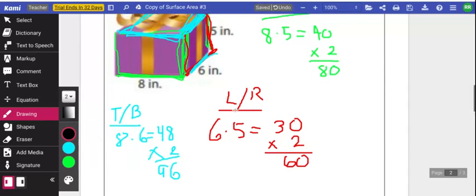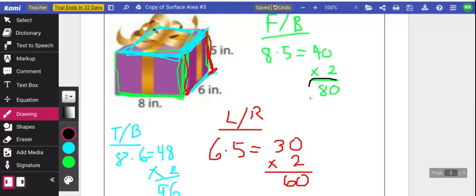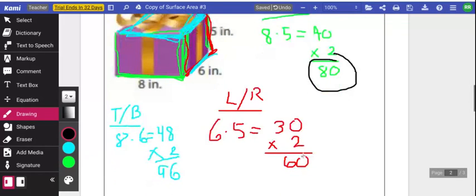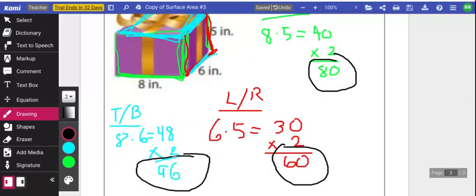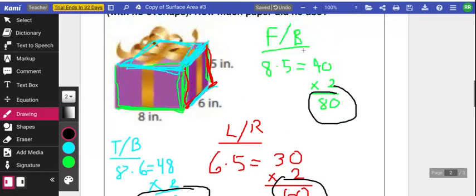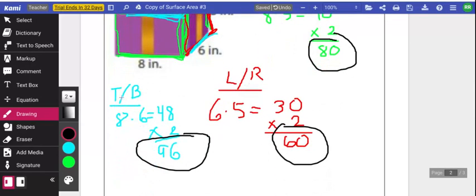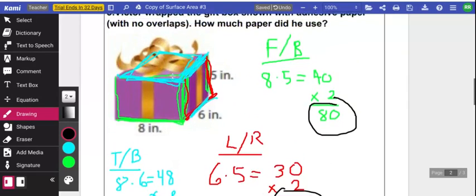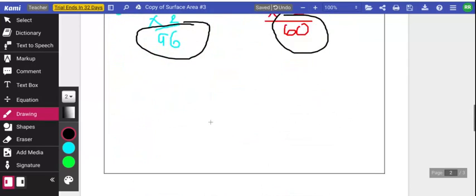And so my last step here would be to add all of these together. 80 plus 60 plus 96. Right? I take my front and my back, my left and my right, and my top and my bottom, add those six faces together, and that would give me the surface area, which would be in inches squared.